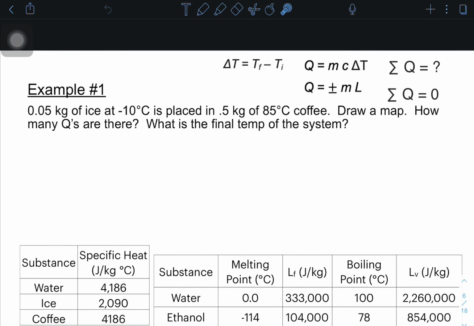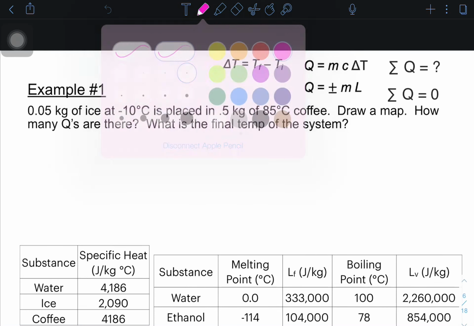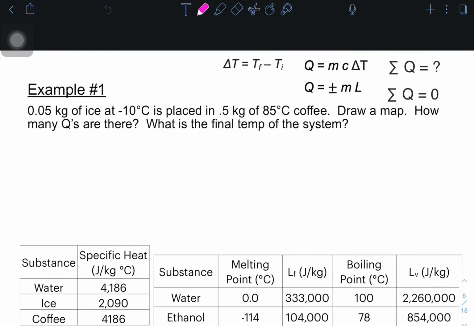So let's get to an example. When we set up these problems, we have to start by drawing a map. That's what part 1 of this week's lesson was about, drawing these maps. Every morning I have a cup of coffee and it's too hot for me to drink, so I put an ice cube in it. If I have 0.05 kilograms of ice at negative 10 degrees Celsius and I place it in 0.5 kilograms of coffee, draw a map. The question is, what is the final temperature of my object?